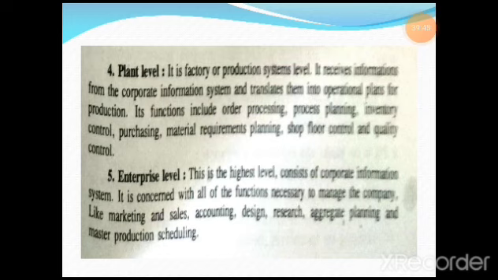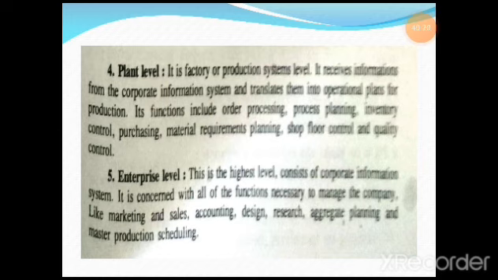Its functions include order processing. In plant level, what does it mean? The entire plant is made to run. So it includes order processing. What type of job we want to produce, that has to be decided. Process planning department comes under plant level. Inventory control: how to procure the raw materials, where to keep, how to keep, how to make the system work, purchasing of the raw materials, material requirements planning. It is also called MRP. And shop floor control and quality control, all this comes under the plant level controlling system.